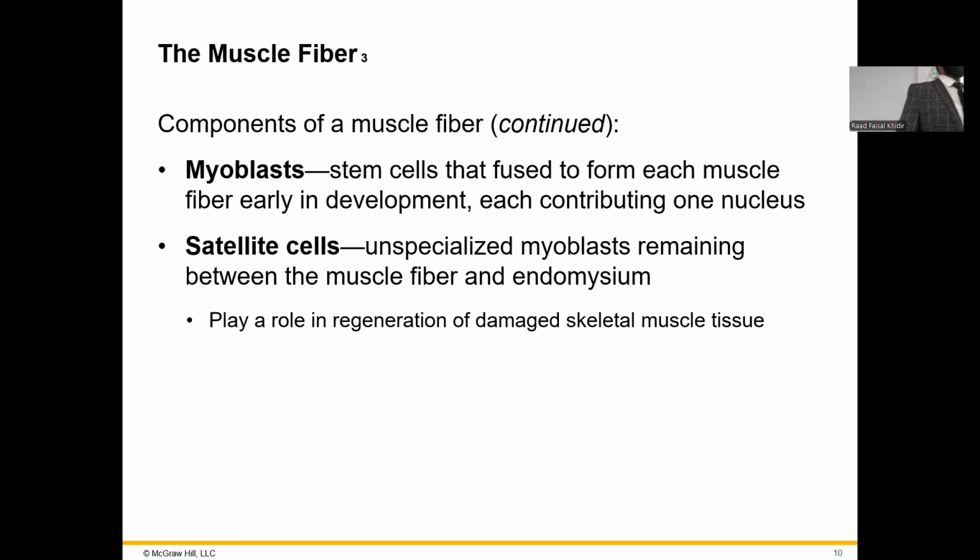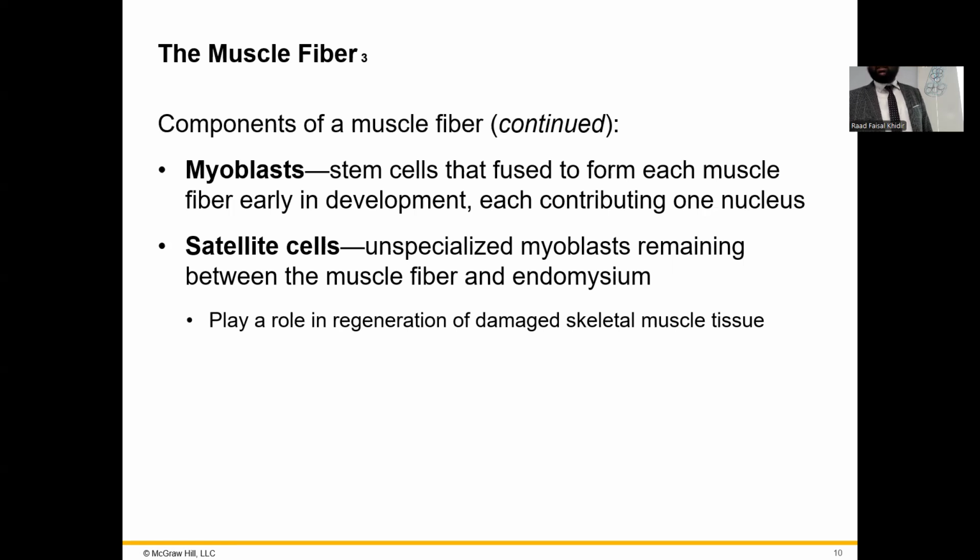There are also satellite cells. These satellite cells are unspecialized myoblasts that remain between the muscle fiber and the endomysium. They play a role in the regeneration of damaged skeletal muscle tissue.